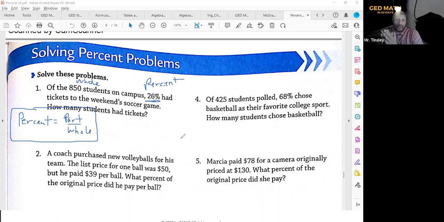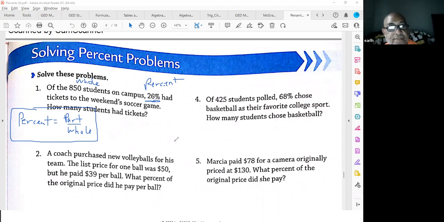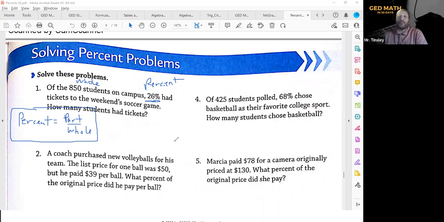Nope. So listen, watch this. I'm going to make it real easy for you. What side is part on? Is it on the left side of the equation or the right side? Do the same thing on one side that you do on the other. Hold on, we're going to go one step at a time. The percent is on the left side, right? Part is on the right side of the equation. Is part all by itself? No. What do I need to get rid of so part is all by itself? The whole. So I need to get rid of the whole. How do I get rid of the whole?